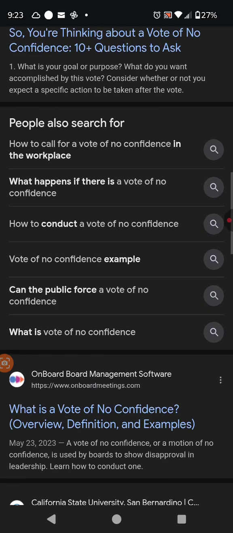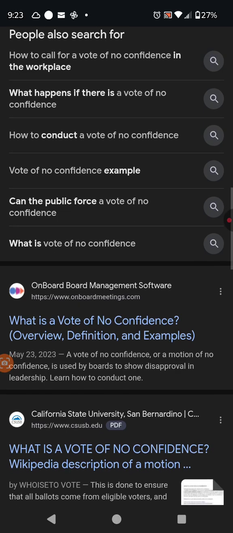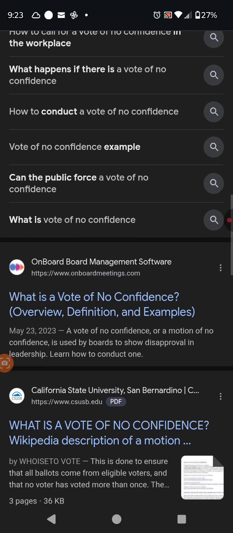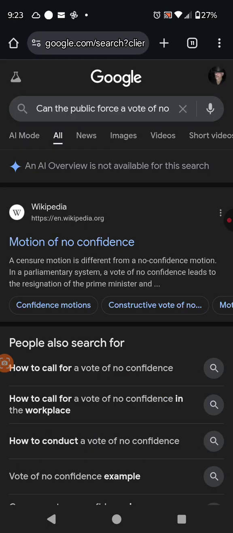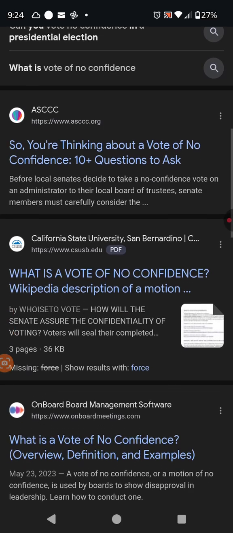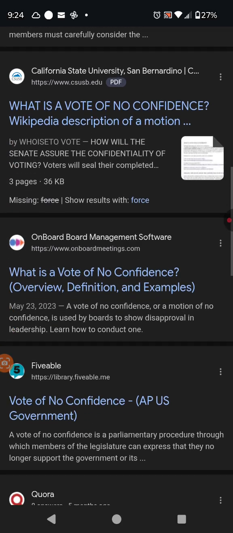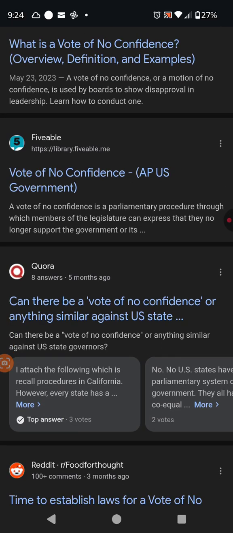How to conduct a vote of no confidence? Can the public force a vote of no confidence? What is a vote of no confidence? Let's see. Can the public force a vote of no confidence? A censure motion is different than a no confidence motion. In a parliamentary system, a vote of no confidence leads to the resignation of the prime minister. Vote of no confidence, U.S. government.